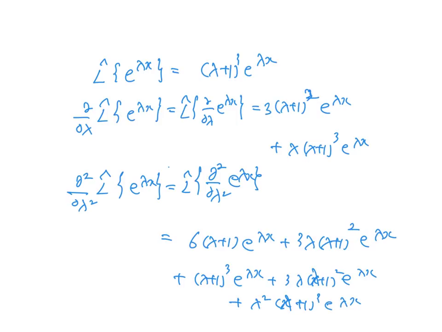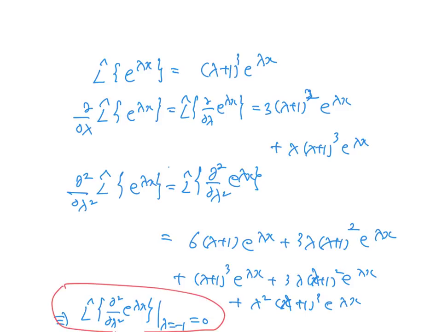So it's obvious, if you substitute lambda equal to minus 1, what do you get? When lambda becomes minus 1, this is 0, right? This is 0, this is 0, this is 0, right? That means it is a solution.